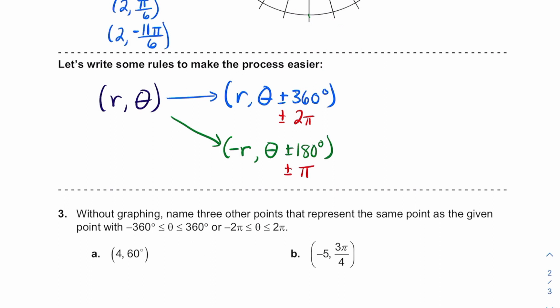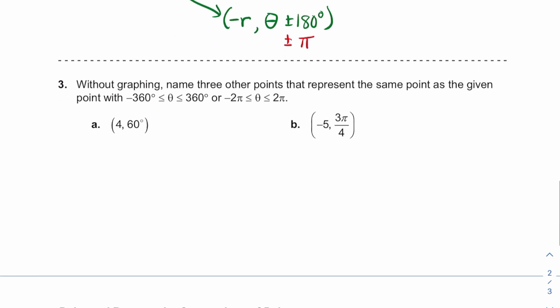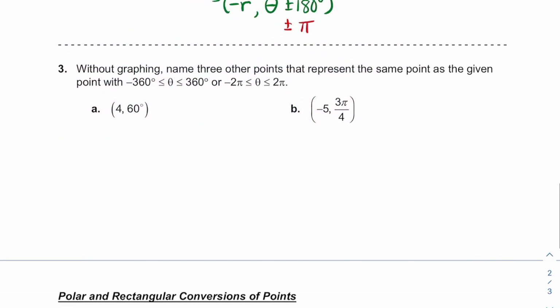So what we're going to do is, in this next example, number 3, we're actually going to figure out 3 other points to describe points without graphing. So without graphing, name 3 other points that represent the same point given. Now here's this important part. It says with our theta in the middle here being between negative 360 and 360, and negative 2 pi and positive 2 pi. So for this one, let's keep the radius sign the same and use our rule.